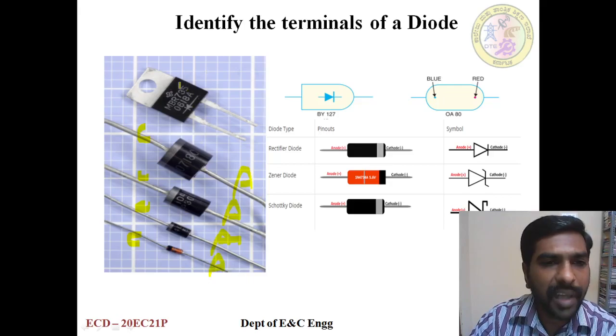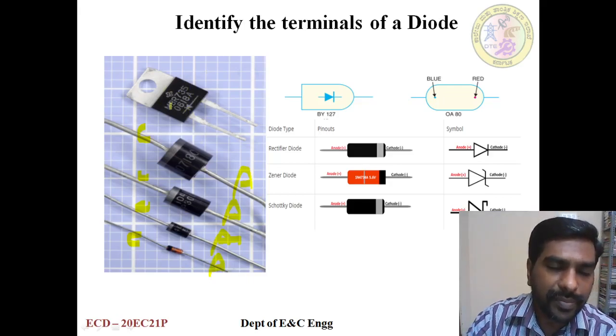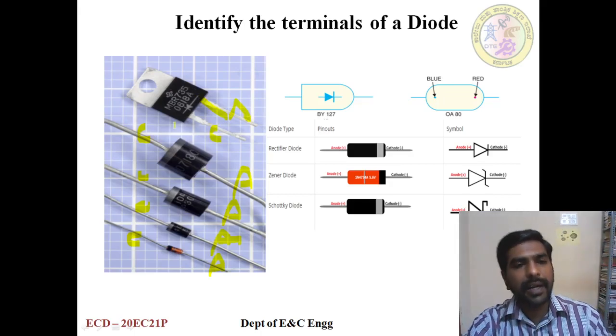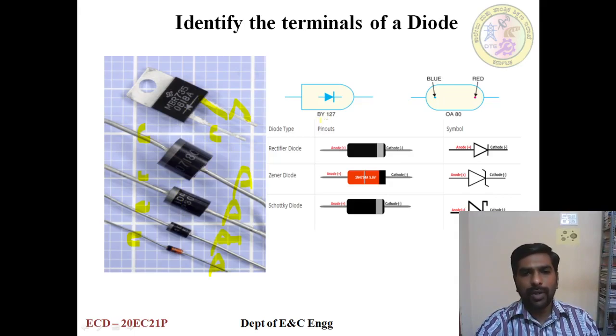Coming to this type of device, there is a symbol printed on the body of the diode. With the help of the symbol we can say this is the anode and this is the cathode. This way we can identify the terminals of the diode. There is one special diode called BY127. In the BY127, one end is curved and the other end is flat. The flat end is the anode, the curved end is the cathode. So this is another way.